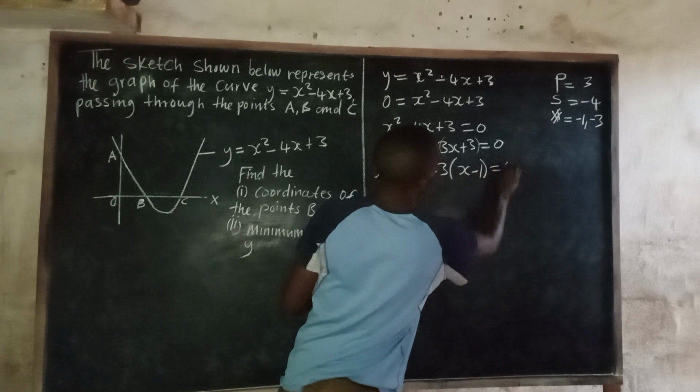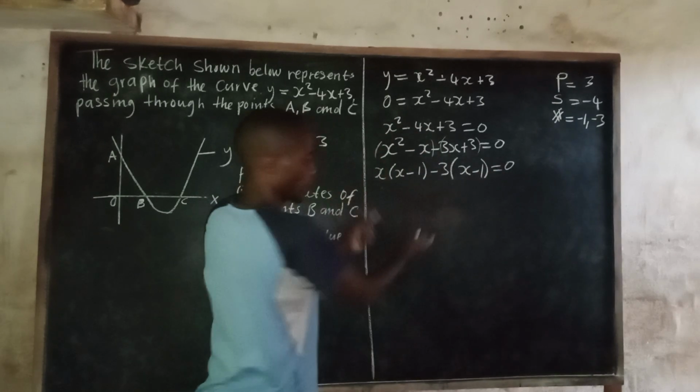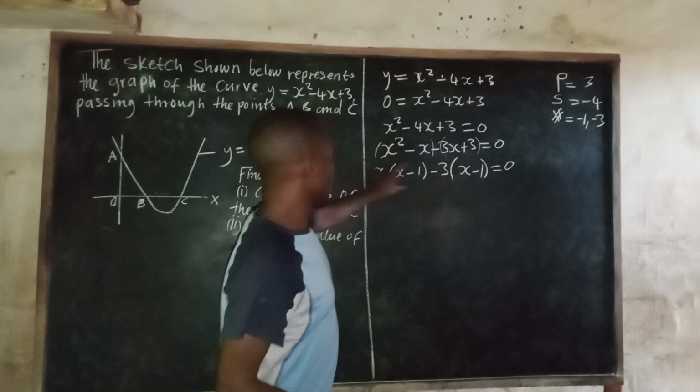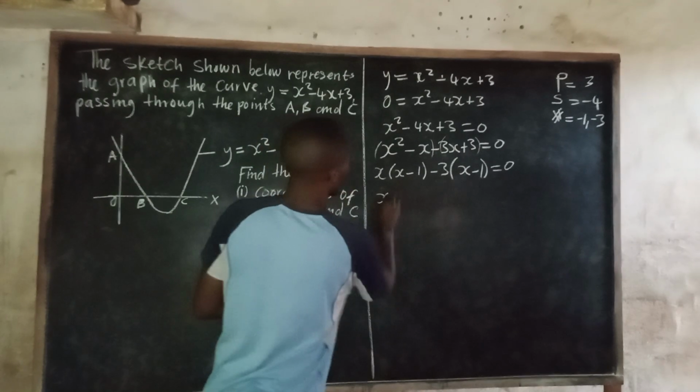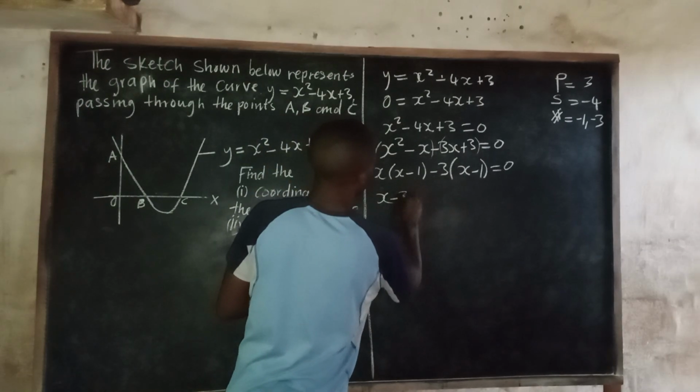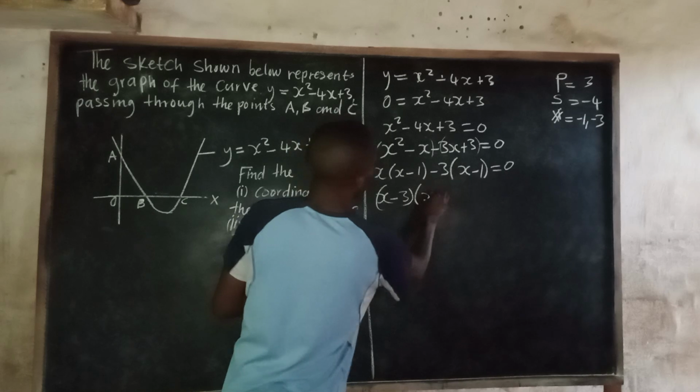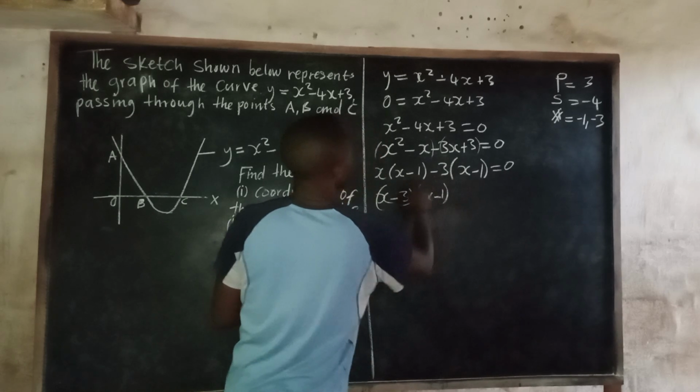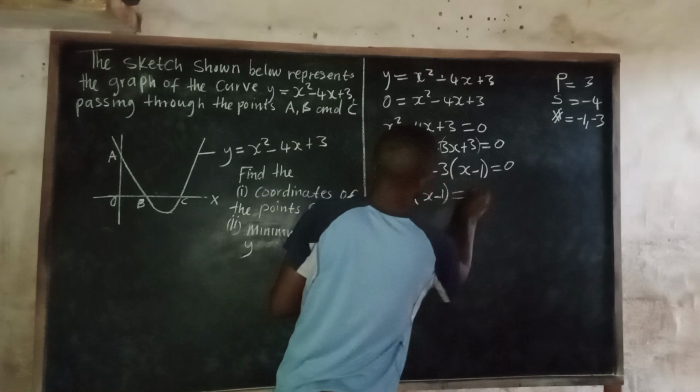Equals 0. Then from there we can collect. We group those that are outside. So here we have x, there is a minus there, minus 3, then x minus 1. So these two just give 1, equals 0.